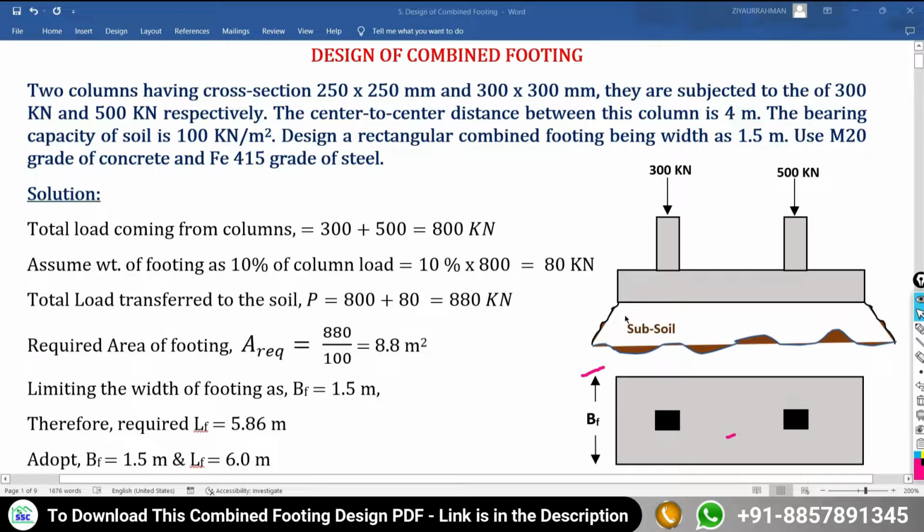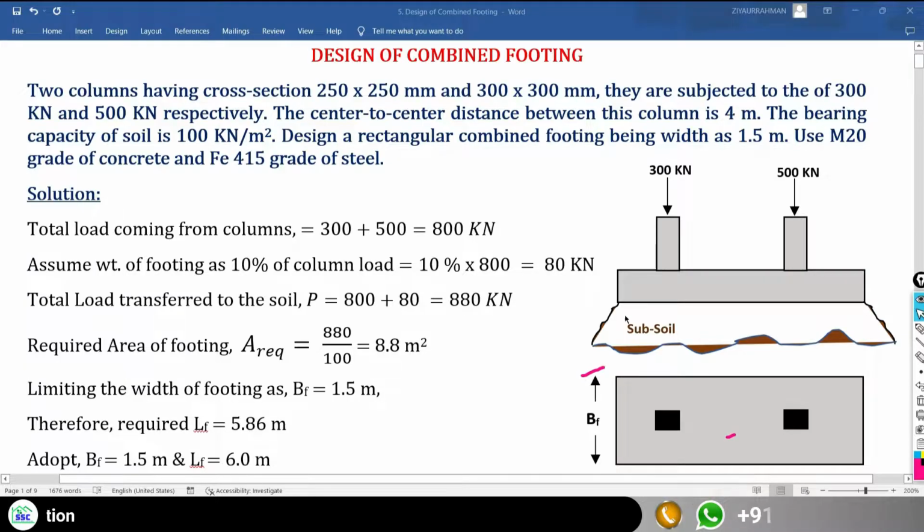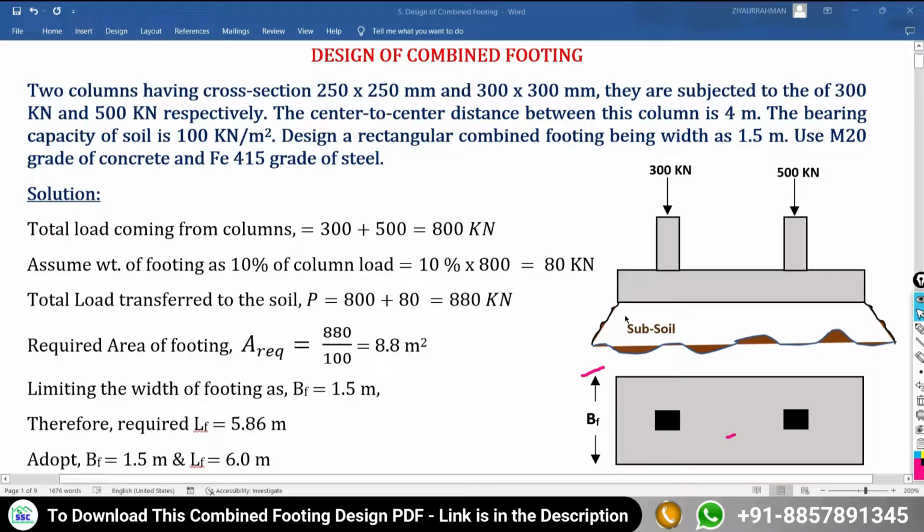If you are coinciding the CG of the loading and CG of the footing, but if you are failing to maintain the CG of the loading and CG of the footing at the same point, what will happen? The pressure distribution will not be uniform. One side there will be less pressure distribution, at the other side there will be more pressure distribution. And with this difference of pressure distribution, what will be there? There will be unequal settlement in your foundation. Somewhere there will be lifting of the foundation, somewhere there will be settlement of the foundation. That's why when you are going to design the combined foundation, it is very important to ensure that the CG of the loading and CG of the footings are going to coincide.